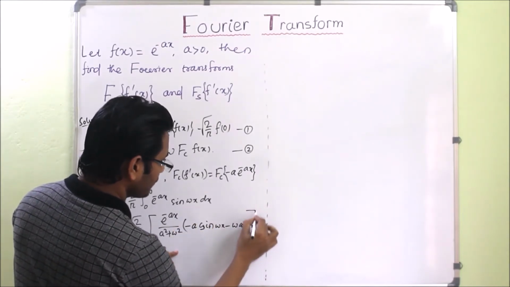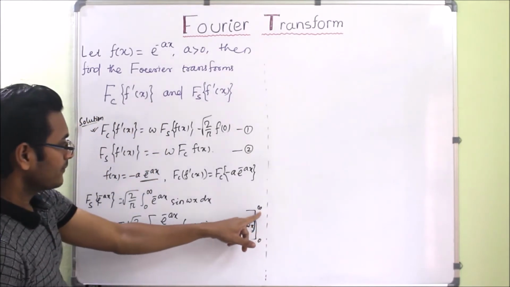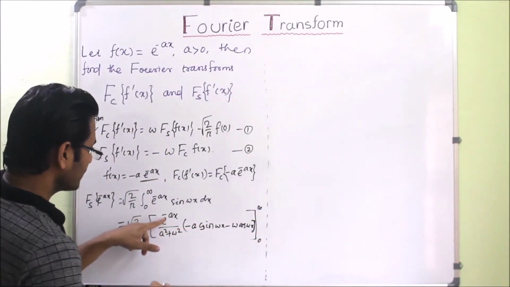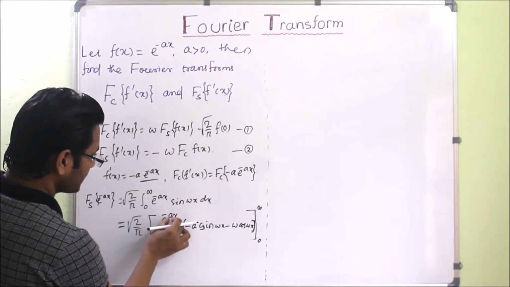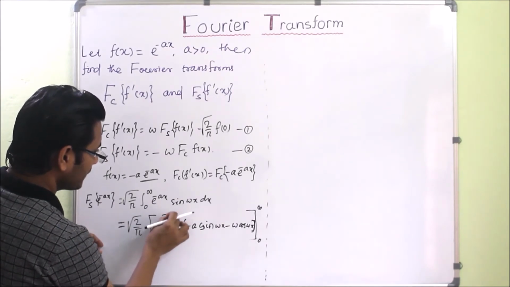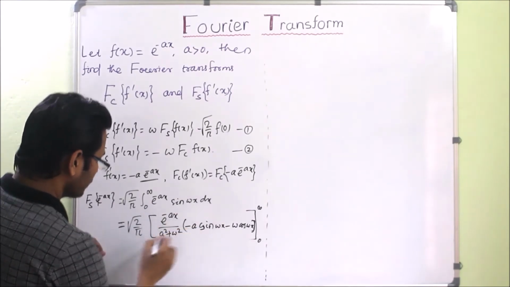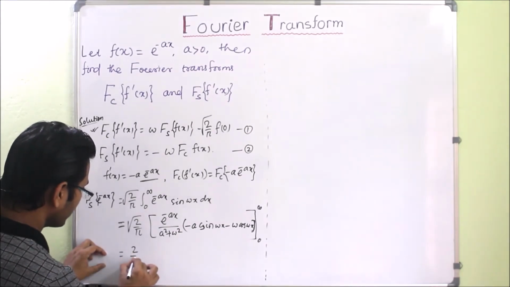and the limits will be 0 to infinity. Now, if I apply first infinity, okay, then what will happen? e to the power minus ax, e to the power minus infinity will be 0. So, whole term will be 0. So, finally, what we will get?